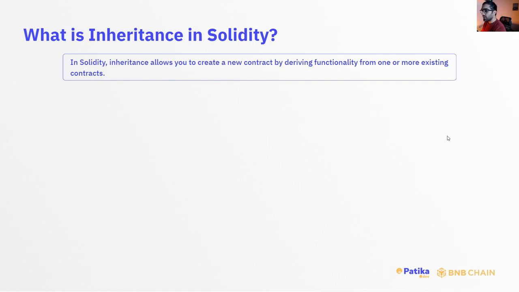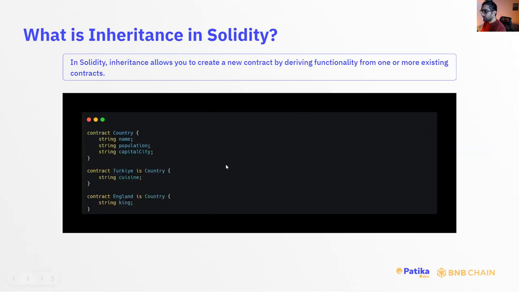Inheritance allows you to create a new contract by deriving functionality from one or more existing contracts. For example, I want to create a country contract for England. And in this contract, I need to have name, population, capital city, and other attributes. So when I have, for example, more than 100 countries in a project, I need to write all of these attributes for every single contract.